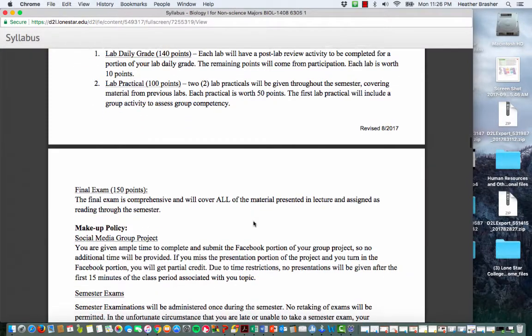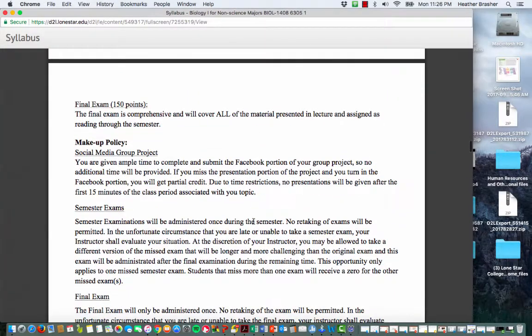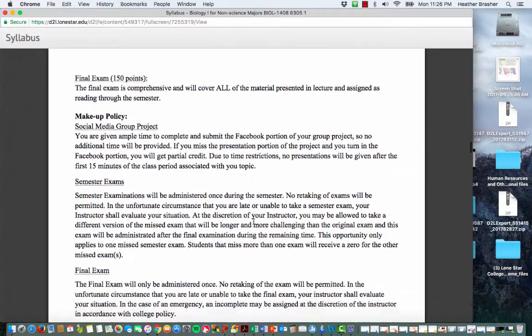They're easy points. And then, of course, your final exam is comprehensive, and it will cover all material in the lecture course, of course. That's worth 150 points.